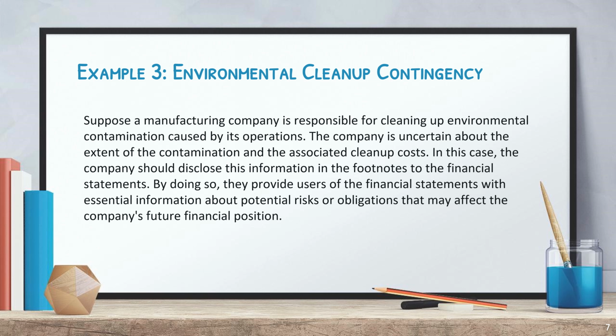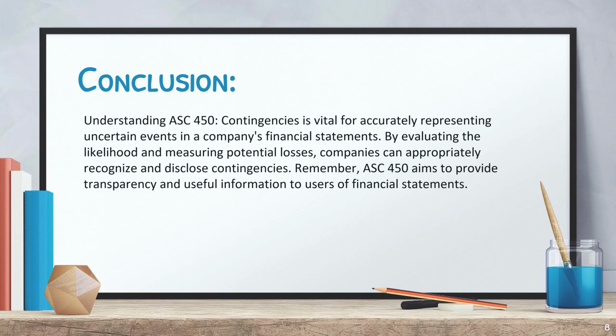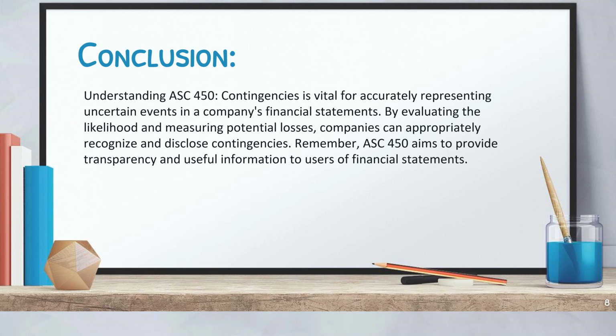By doing so, they provide users of the financial statements with essential information about potential risks or obligations that may affect the company's future financial position. Understanding ASC 450, Contingencies, is vital for accurately representing uncertain events in a company's financial statements. By evaluating the likelihood and measuring potential losses, companies can appropriately recognize and disclose contingencies. Remember, ASC 450 aims to provide transparency and useful information to users of financial statements.